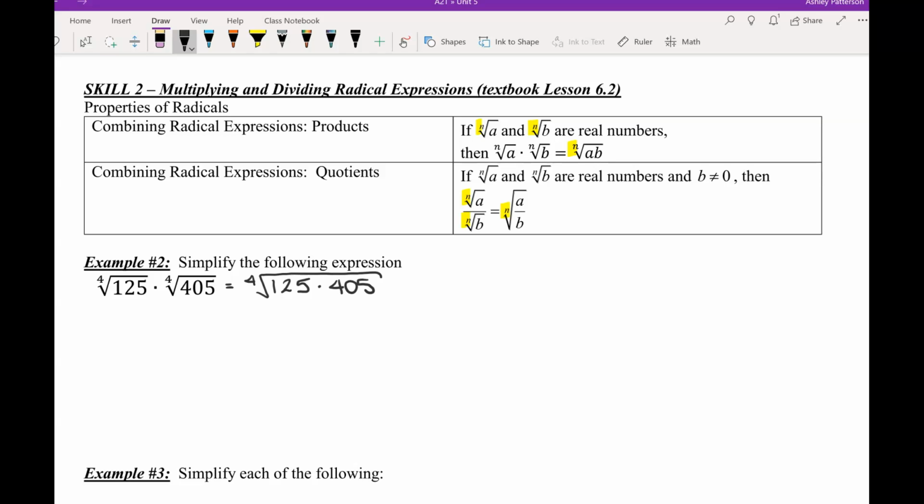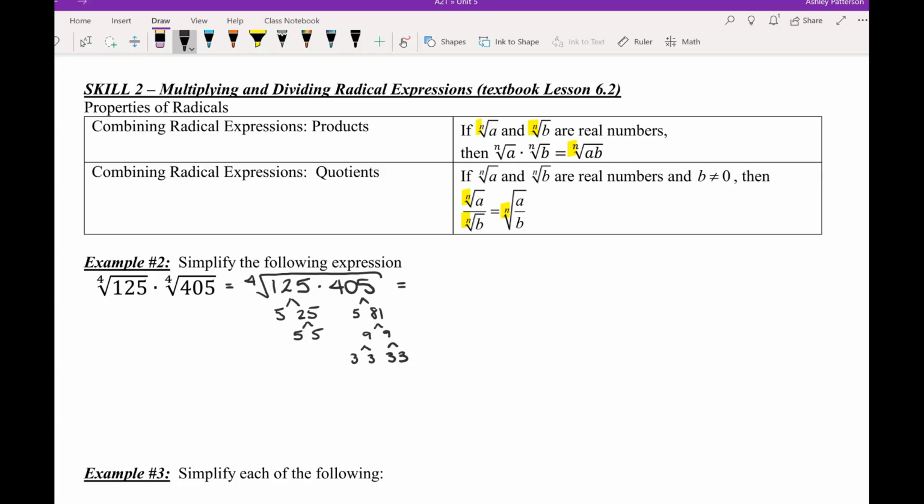My index is 4. Well, 125 is 5 times 25, and then the 25 can break down to be 5 and 5. Okay, so those are all prime numbers. I'm going to break down 405 also. So let's see, well, 5 and 81. Okay, and then 81 is 9 and 9, and then 9 is 3 and 3. Excellent.